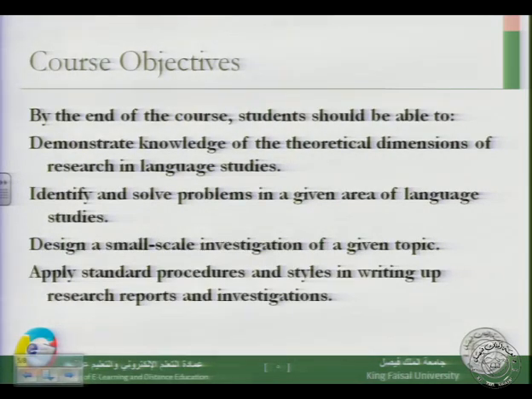The course objectives, what we are going to learn at the end of this course. By the end of the course, students should be able to demonstrate knowledge of the theoretical dimensions of research in language studies, identify and solve problems in a given area of language studies, design a small-scale investigation of a given topic, apply standard procedures and styles in writing up research reports and investigations. Yes, this is very important.